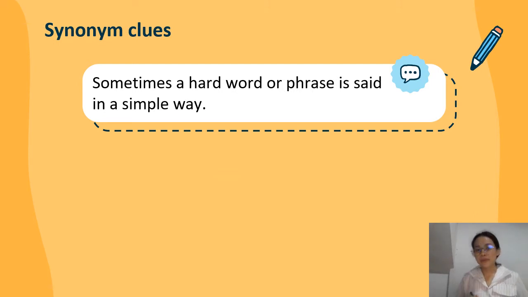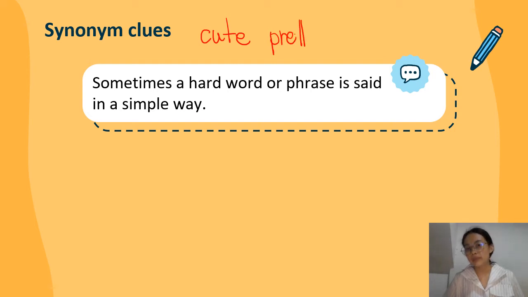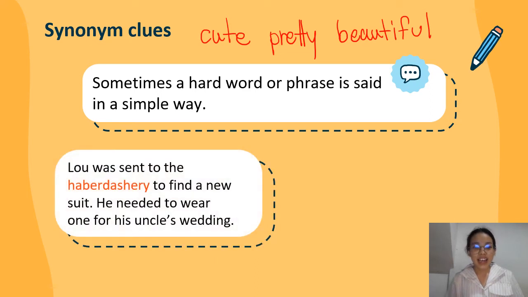Next, synonym. You may have seen this word before. A synonym is a word that has the same meaning. If I say the word cute, the same meaning as cute is pretty. Anything else? Beautiful. It has the same meaning, maybe not exactly the same, but almost the same. You can use cute instead of pretty. And again, Lou was sent to the haberdashery to find a new suit.